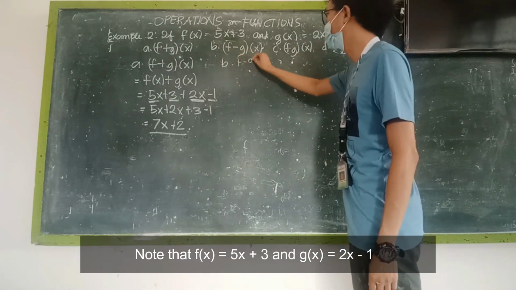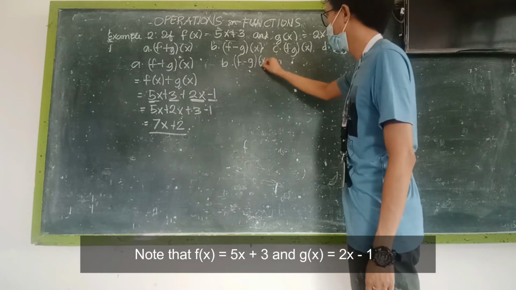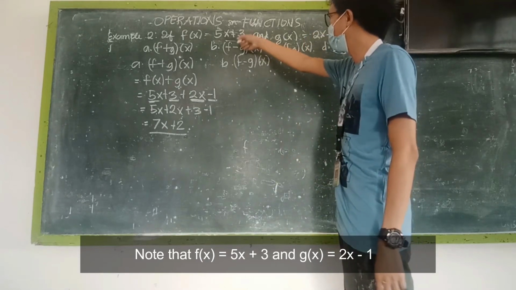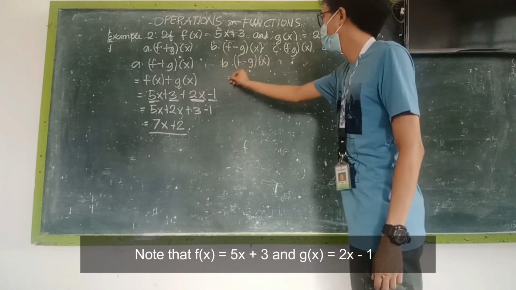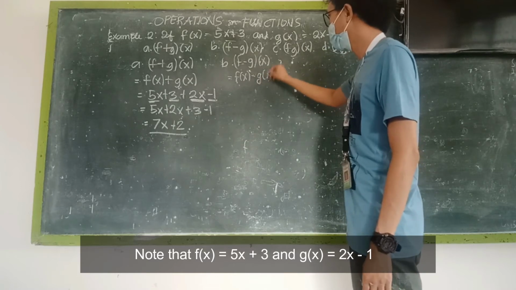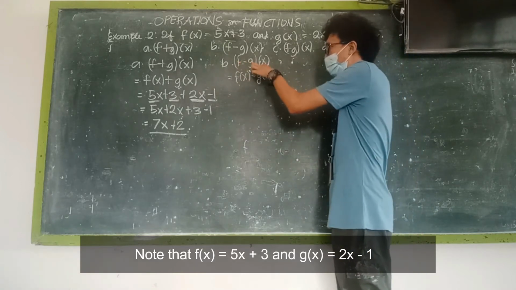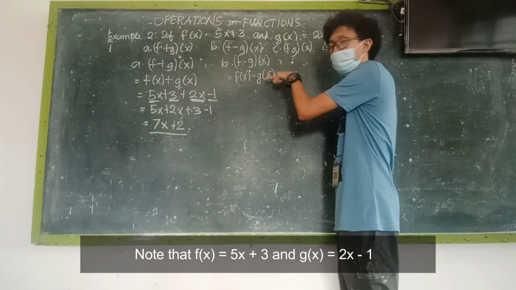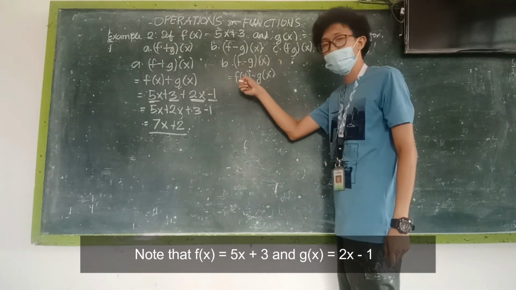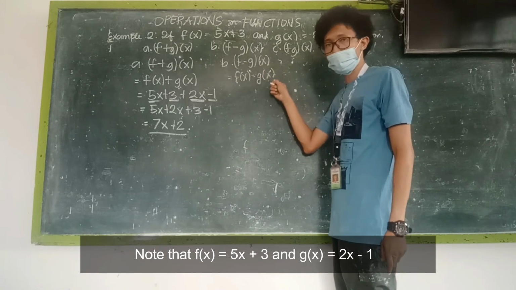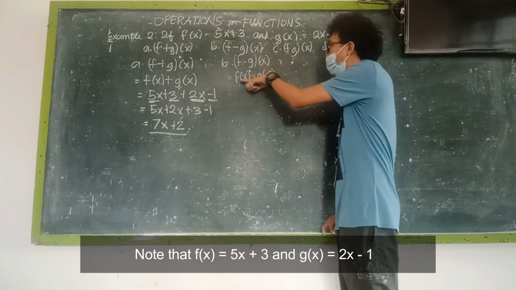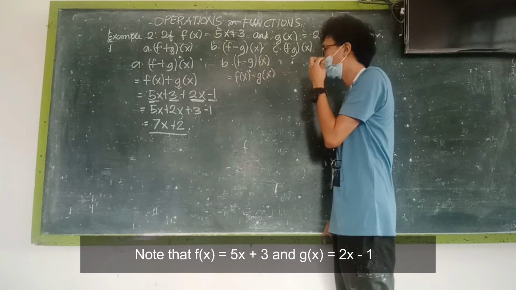F minus g of x. So, ang gagawin natin dito, isasubtract natin ang f of x sa g of x. So, magiging f of x minus g of x. Take note na kung ano ang pagkasunod dito, yun ang dapat ang pagkalagay natin dito. So, kapag g minus f of x, mauna ang g of x minus f of x. Tandaan po natin yan. Pero in this case, f minus g of x na tayo. So, mauna ang f of x sa g of x.